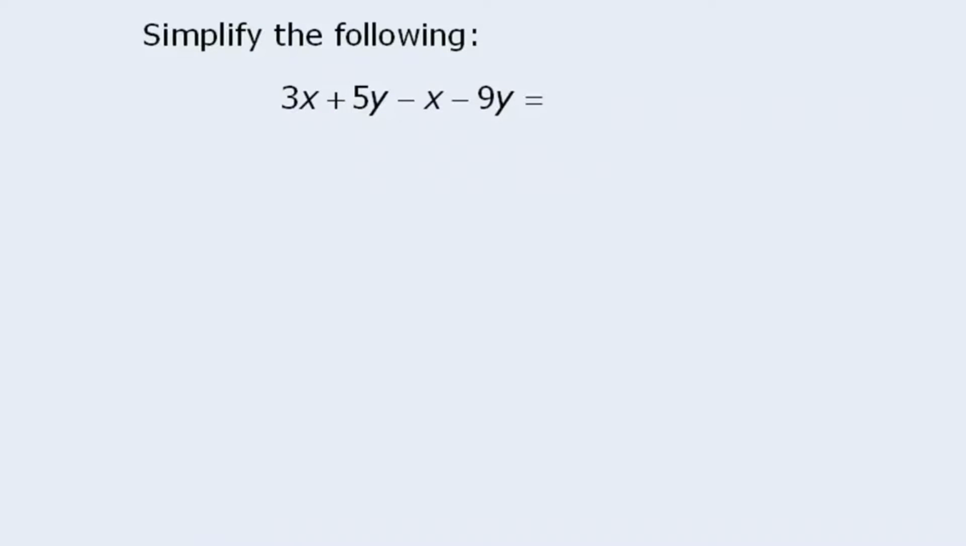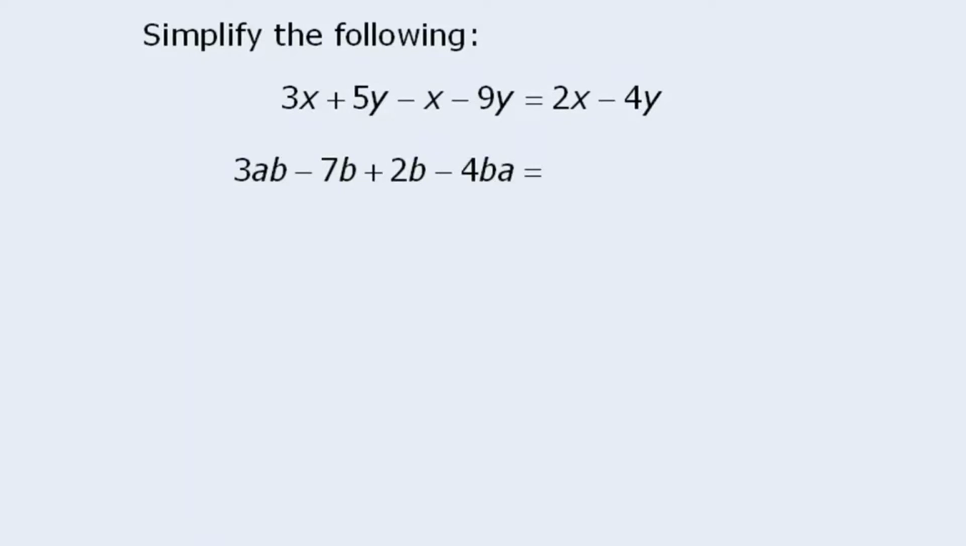can be combined. Here we have 3x, and here we have negative 1x. Since these are like terms, we can combine them. 3x minus 1x simplifies to be 2x. Now notice that we have positive or plus 5y here, and from it we are subtracting 9y, which gives us negative or minus 4y. So we have now simplified the expression on the left-hand side to be 2x minus 4y.